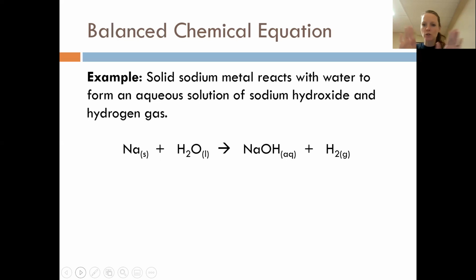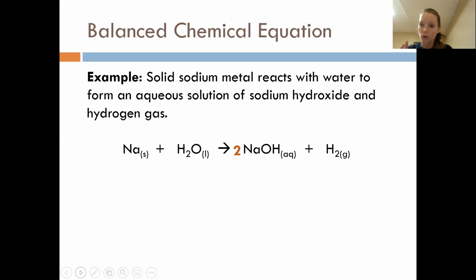So this one's a little bit tricky doing the left and right hand check. I see one sodium, fine. 2 hydrogen, but on the product side, there's actually 3 hydrogen. 1 with the sodium hydroxide and 2 with the hydrogen gas. So I have 3 hydrogen. So I've somehow broken the law. 1 oxygen is fine. Because I have an odd number on the product side, make the odd one even.